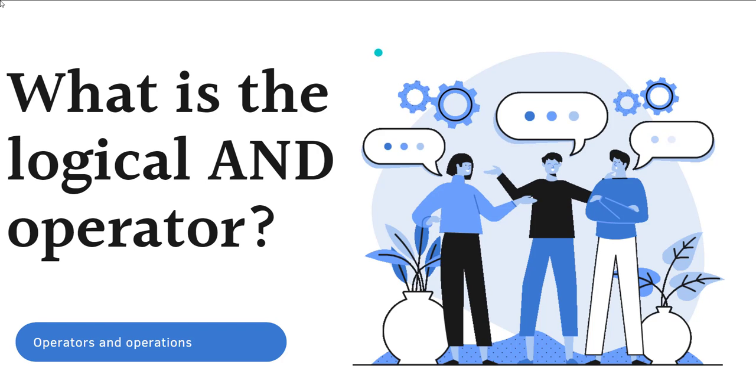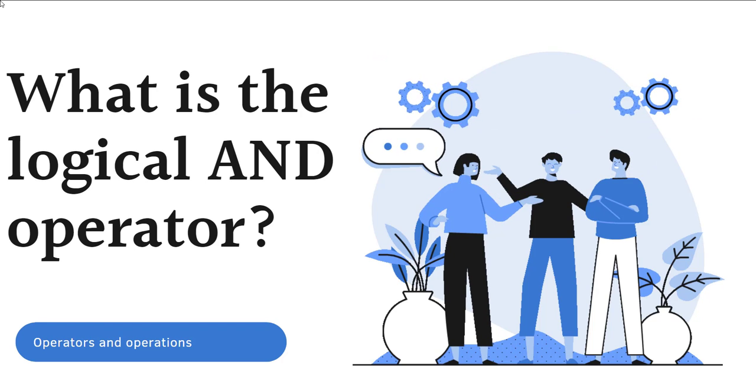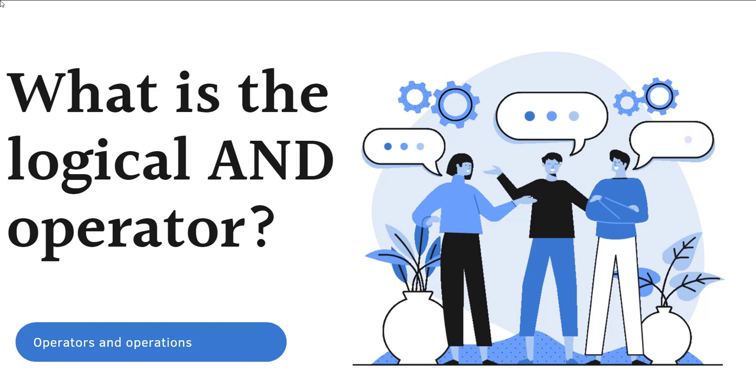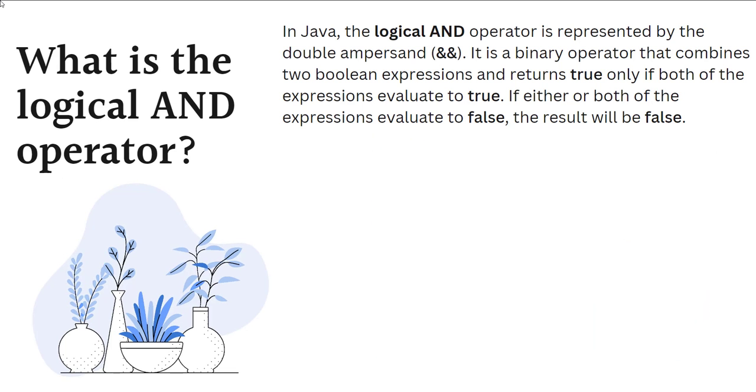Hey guys, now it's time to start our discussion about the logical AND operator. So what is the logical AND operator? In Java, the logical AND operator is represented by the double ampersand sign. It's a binary operator that combines two Boolean expressions and returns true only if both of the expressions evaluate to true. If either or both of the expressions evaluate to false, the result will be false.